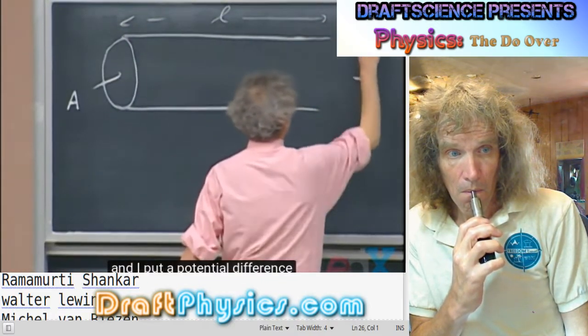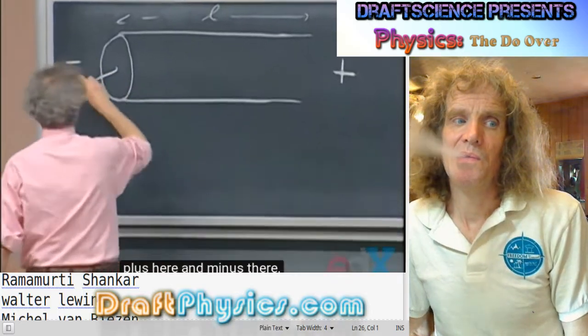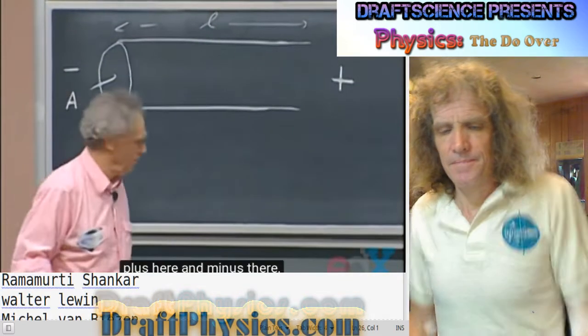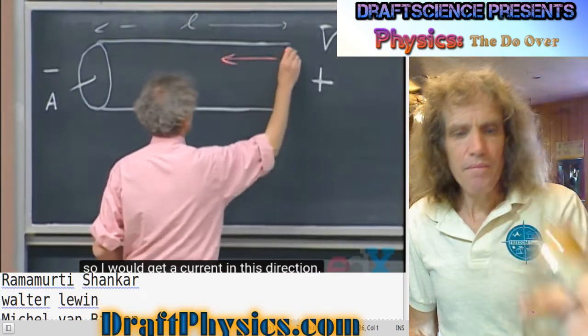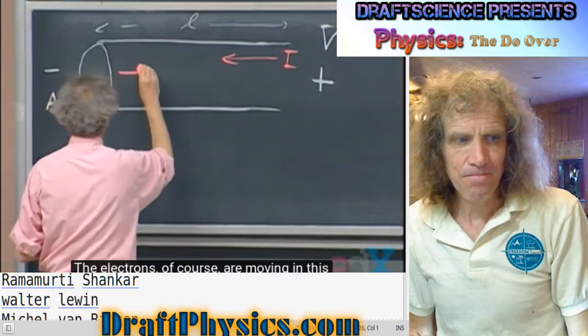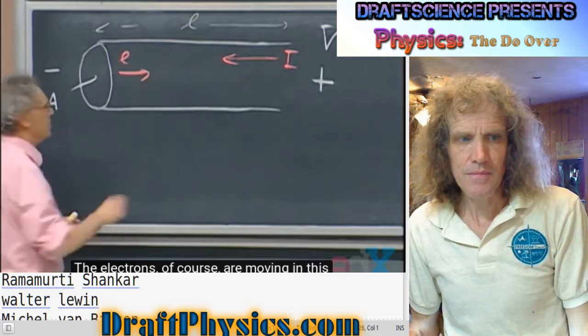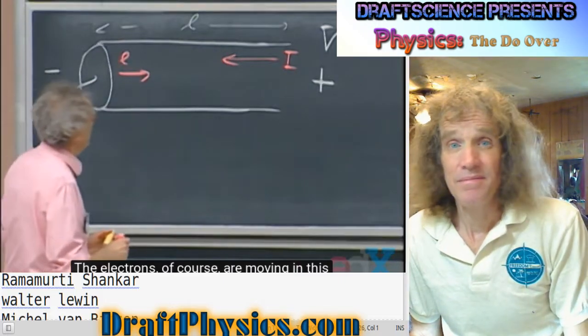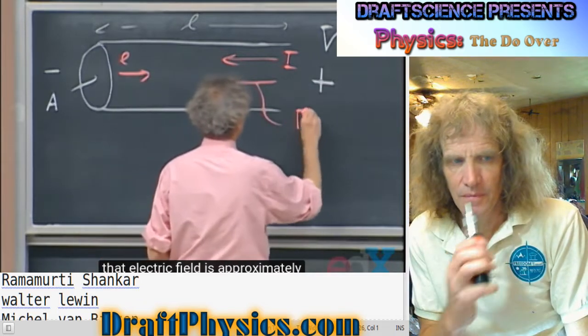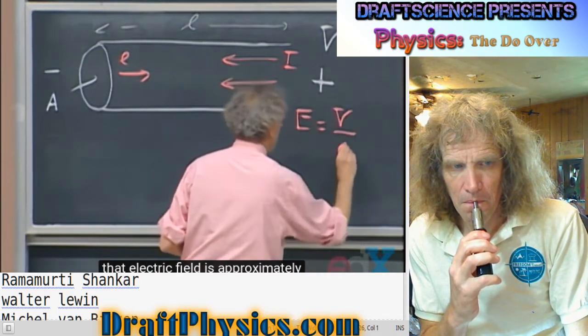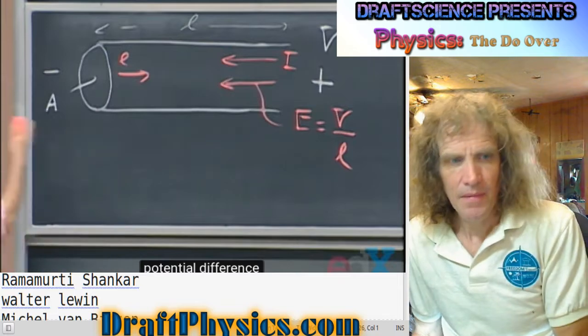And I put a potential difference over the wire, plus here and minus there, potential V. So I would get a current in this direction. That's our definition of current, going from plus to minus. The electrons, of course, are moving in this direction with the drift velocity. And so the electric field in here, which is in this direction, is approximately V divided by L. Potential difference divided by distance.